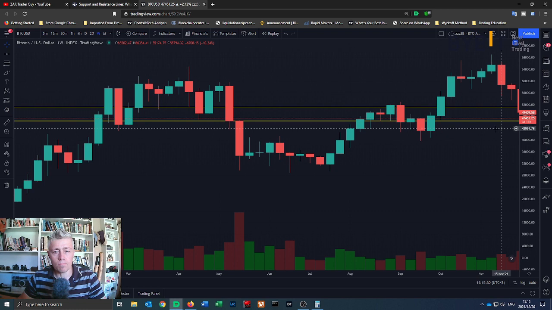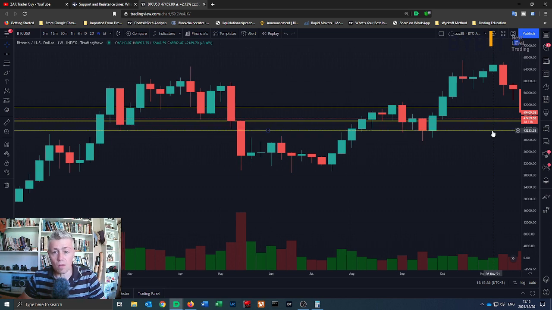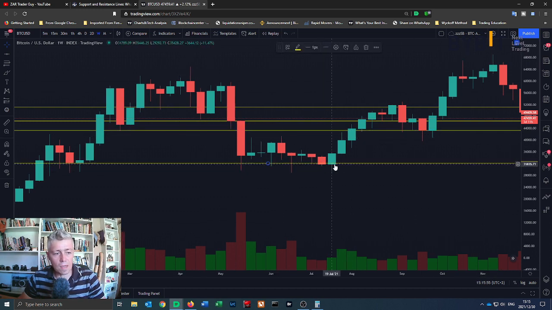Looking further down, we can see there was a weekly level here, and I'm going to plot that on the chart. Looking here, I'm going to plot this level on the chart because I had touches there and there.